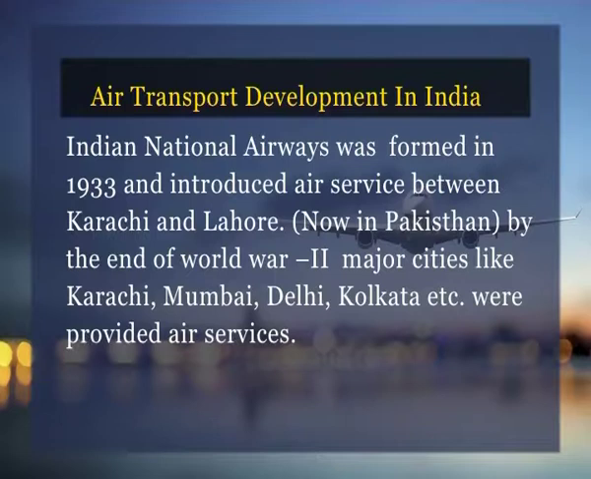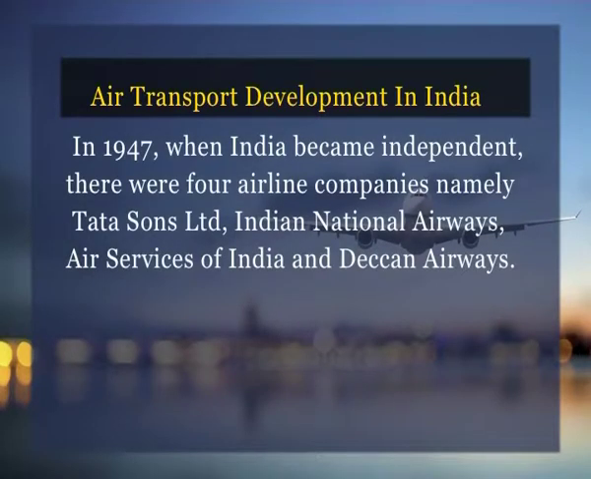By the end of World War II, major cities like Karachi, Mumbai, Delhi, Kolkata, etc. were provided air services. In 1947, when India became independent, there were 4 airline companies, namely Tata Sons Limited, Indian National Airways, Air Services of India and Deccan Airways. By 1951, 4 more companies started operating, namely Himalayan Aviation Limited, Airways India, Kalinga Airlines and Bharat Airways.